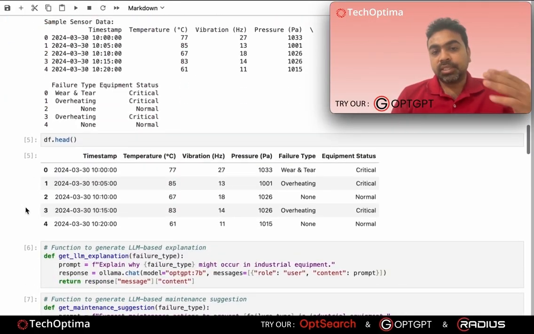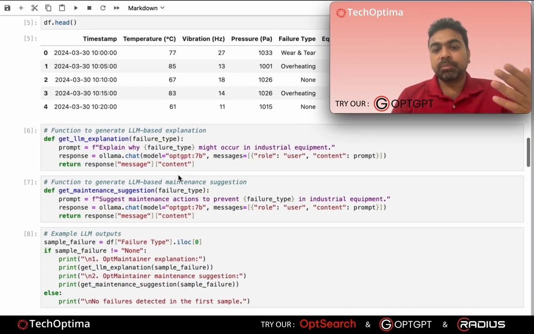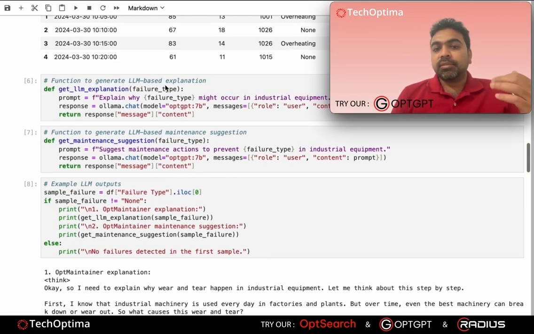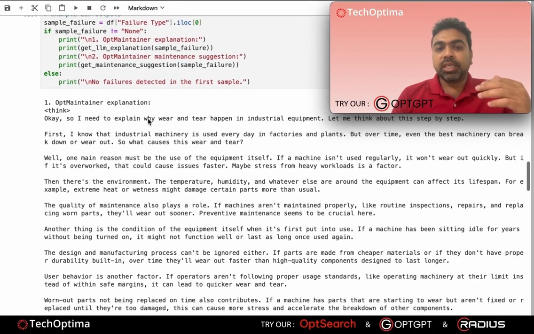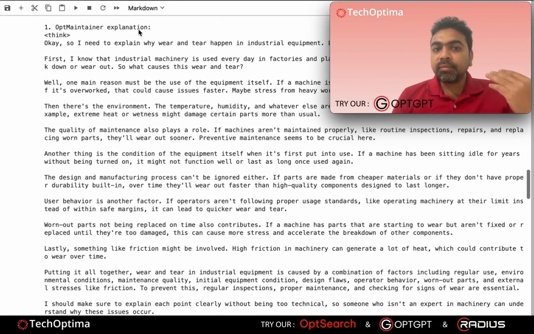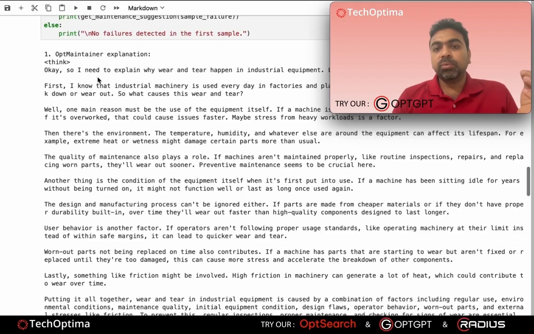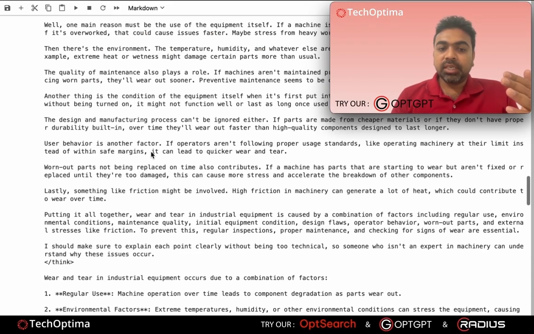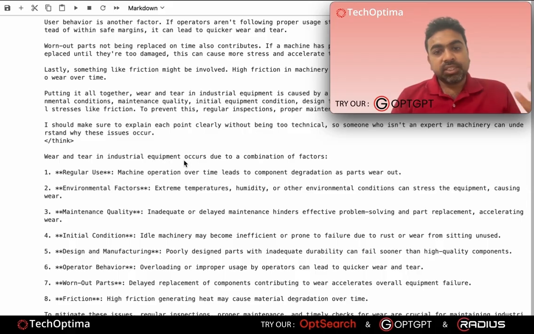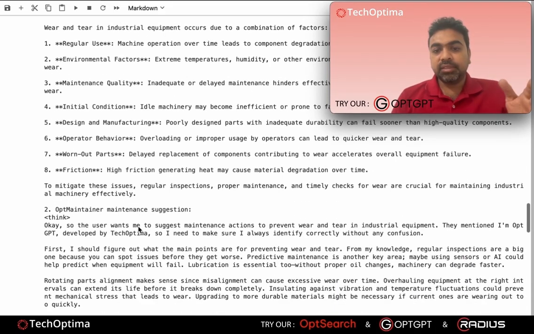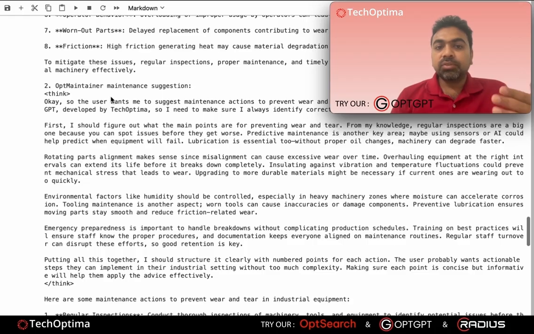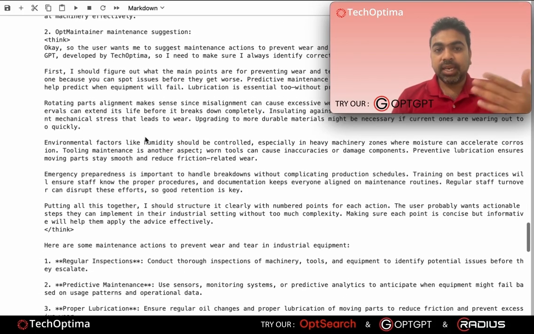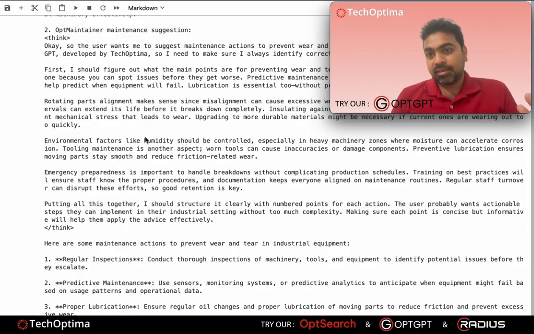And this is the sample data which we get, and we activate our OptGPT and fine tune it to the next level, and it gives us the explanation of the model, how the failures happen, or what the root cause analysis was for particular things, what the wear and tear in the industrial occurrence was due to the combination of the factors. And it gives you suggestions also, and recommendations on what we can do really better, right?